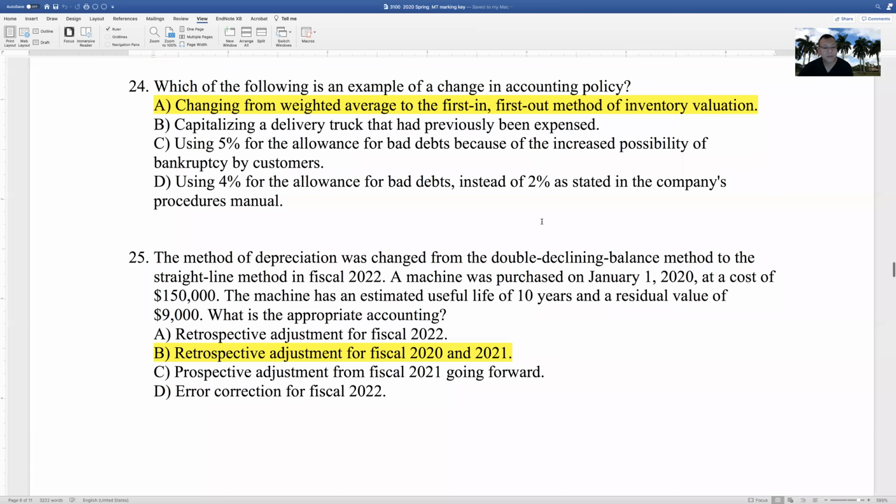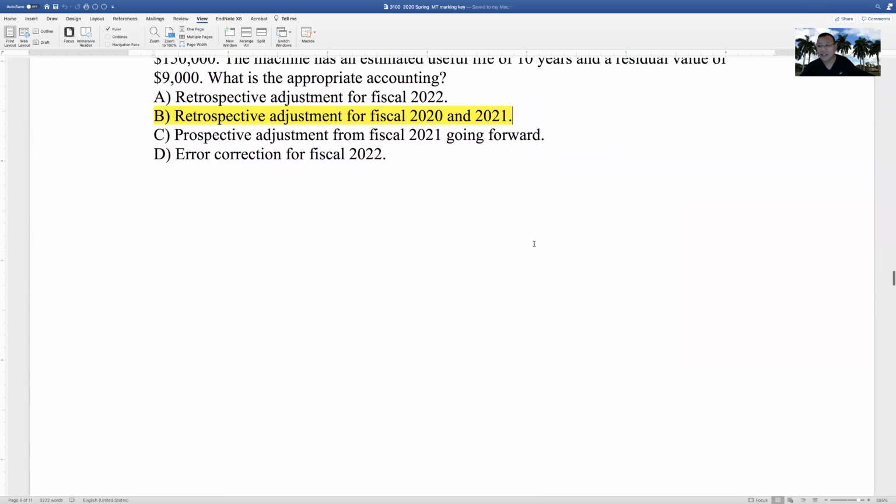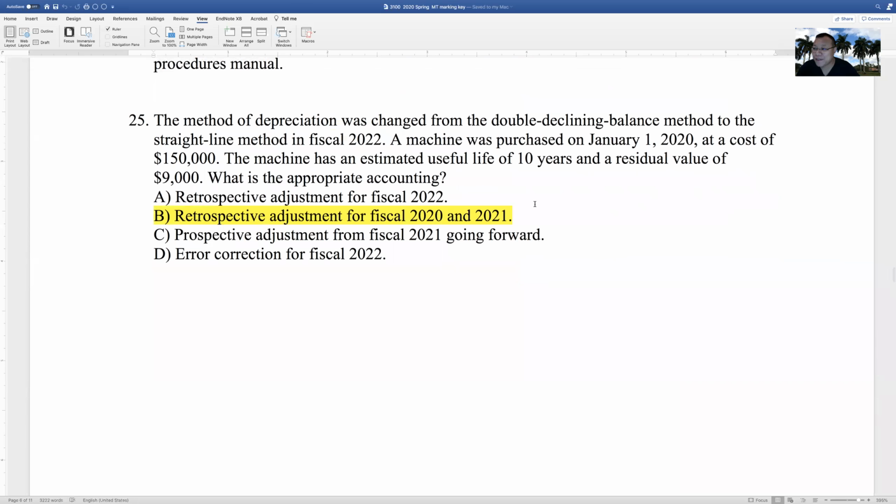Correction of error. Last, the method of depreciation was changed from double declining method to straight line method. So this is a change in accounting policy, okay? So therefore, you have to make retrospective adjustment for the previous years, okay? That's including the initial year of the machine acquisition, 2020. So 2020 and 2021, all the previous years have to be adjusted, okay? That's it. That's the 25 multiple choice questions.